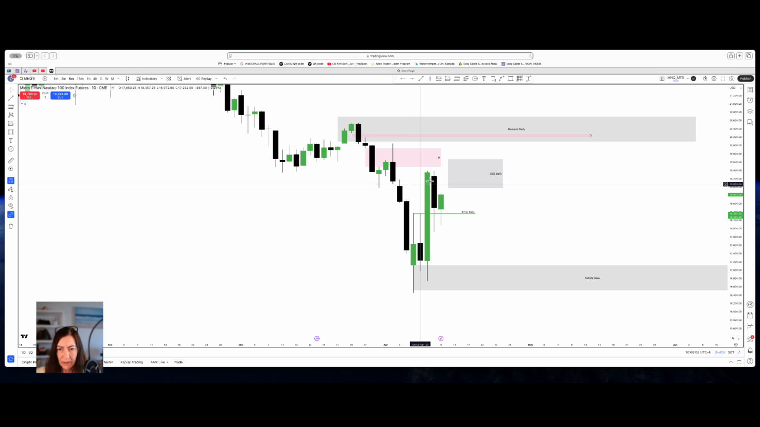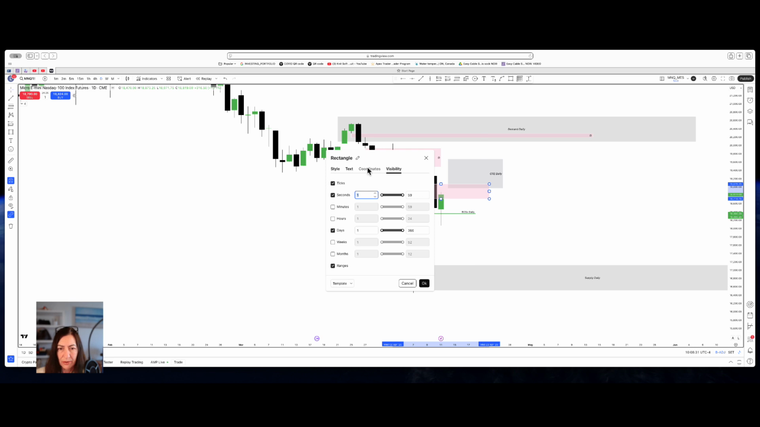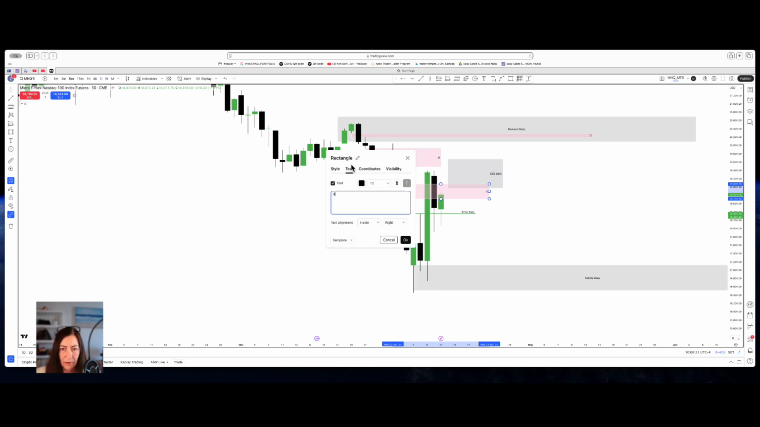This volume imbalance has been filled in, but I'm just duly noting that it's been run through once, run through twice. So I'm not going to put that on, but that's what this space is between this candle and this candle. It is a volume imbalance. And then we have this daily here that has been run through.